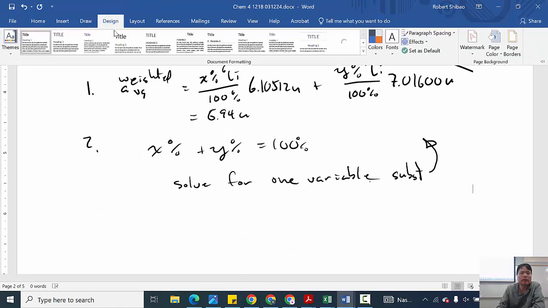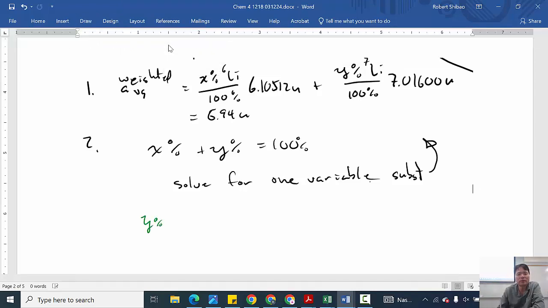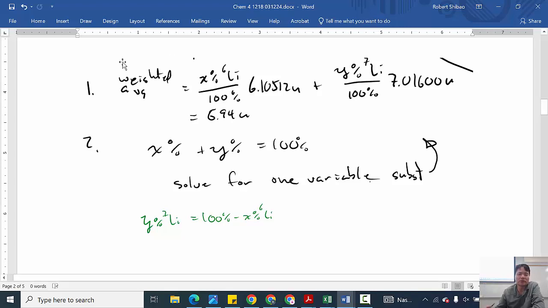So the way I don't care how you solve it. It doesn't matter. I'd solve equation 2 for y%. We're calling y% lithium 7, so it's different from above. It doesn't matter what you label x or what you label y. But this is going to be 100% minus x% lithium 6. Okay, now we substitute.